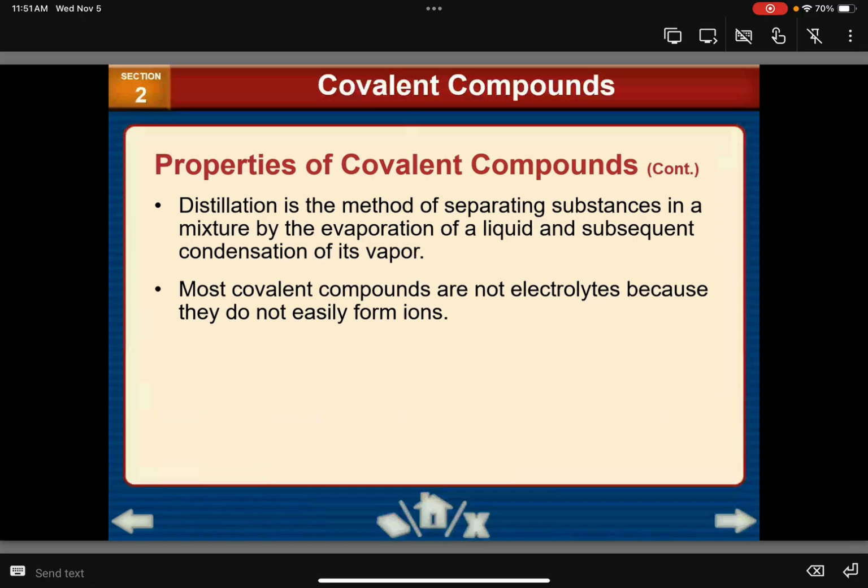However, we are going to see type 3 compounds that form when fluorine, chlorine, bromine, iodine form a compound with another non-metal by sharing electrons. Okay, so this says covalent compounds are not electrolytes because they do not easily form ions, even though fluorine, chlorine, bromine, iodine do form ions easily. But it's that they are sharing electrons with another nonmetal. So when they're sharing electrons, they're not going to become an ion.